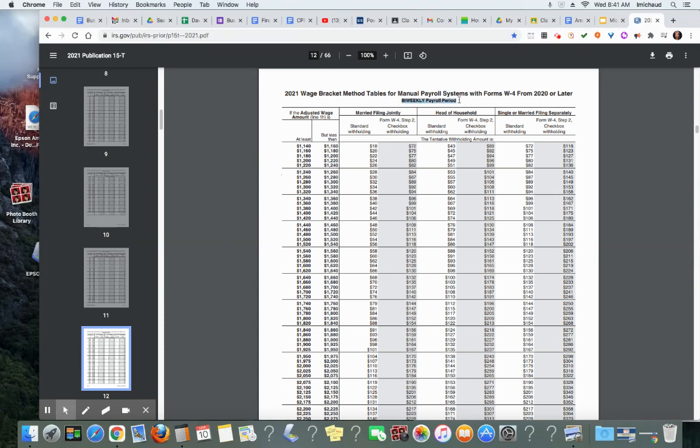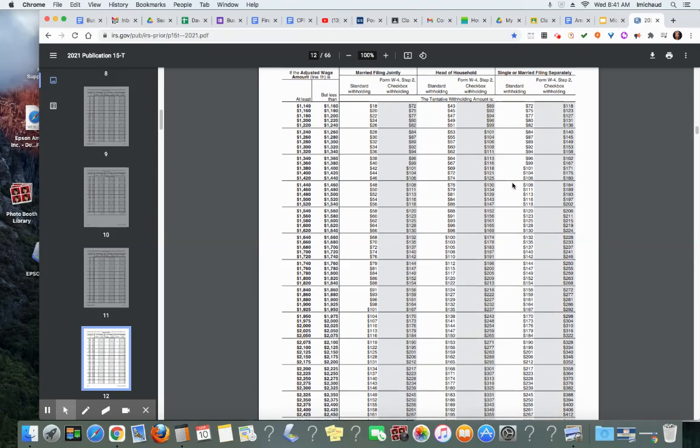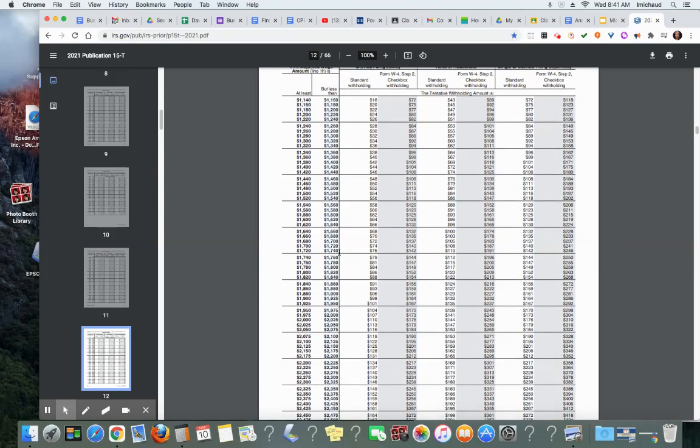You need to find the intersection of the standard withholding for a single person. That's the next to the last column. So the intersection of that and the wages of $1,615.38. So $1,615 is at least $1,600, but less than $1,620. And the next to the last column should be $128.